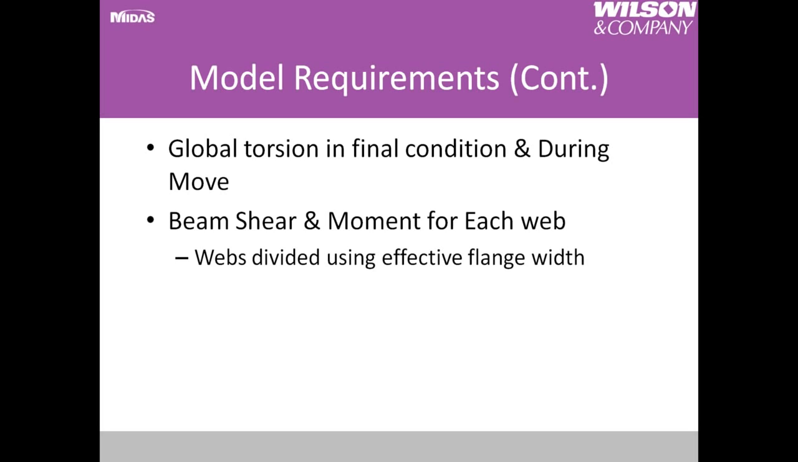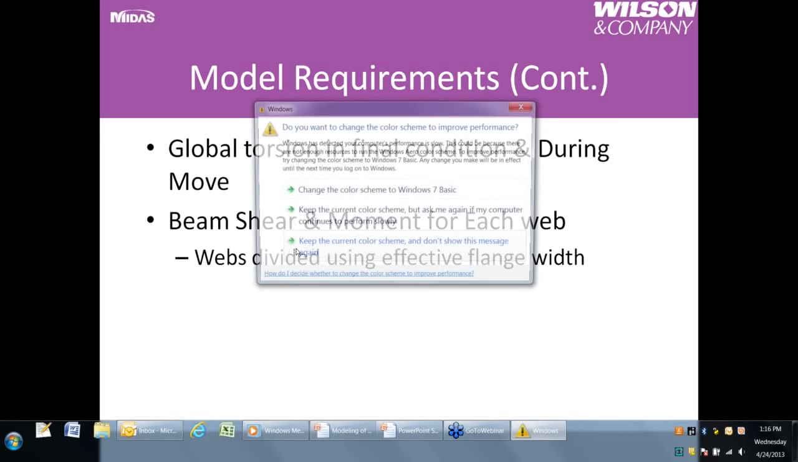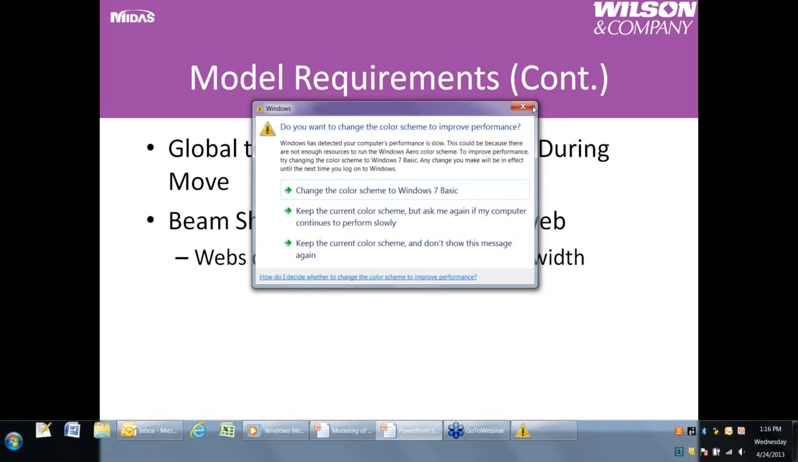And we were designing a bridge, so we're looking for beam shear and moment. The way it was designed, each web line was designed individually. So the webs were divided using the effective flange width. So from the model, we needed the shear and moment.